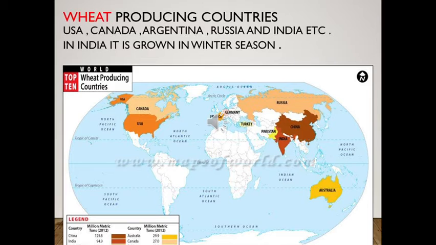Wheat producing countries: USA, Canada, Argentina, Russia and India. In India, it is grown in winter season.